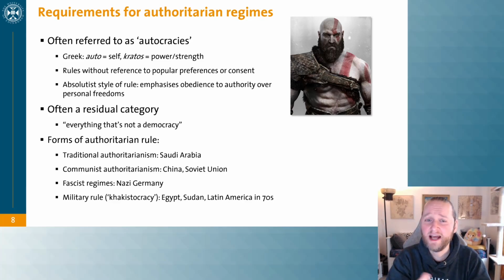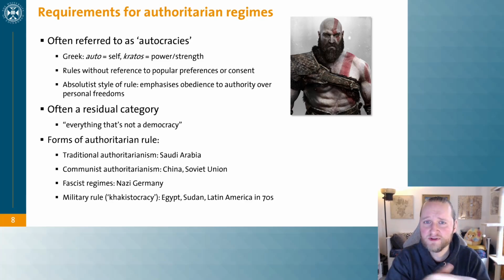It is essentially an absolutist style of rule, so that means that obedience to authority is worth more than personal freedoms. Now you could think of some situations where that maybe seems merited to people. In times of great uncertainty, for example, you might be more worried that someone is securely in charge and makes sure the country is safe rather than everyone being free and able to self-express. But generally speaking, that's how these systems work.